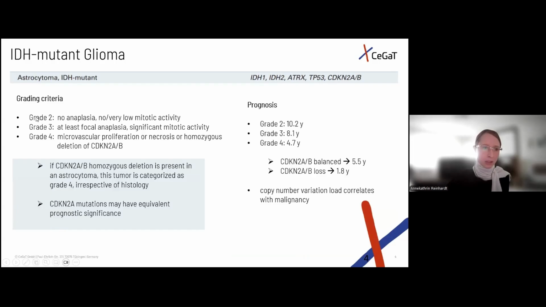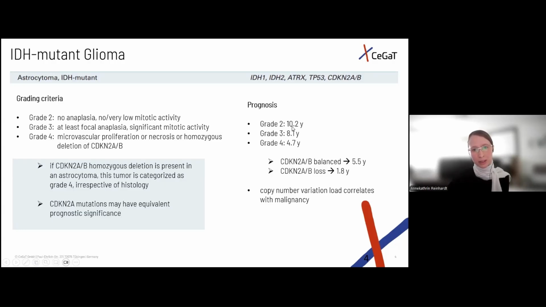The IDH mutant astrocytomas are divided into three WHO grades, grade 2, grade 3, and grade 4, which are mostly defined by histological criteria. But please be aware that if you see a homozygous CDKN2A-B deletion, the tumor is graded as grade 4 irrespective of histology. So if you have a histologically grade 2 tumor and you see the homozygous CDKN2A-B deletion in this tumor, then it's grade 4. And this has implications on survival, of course.